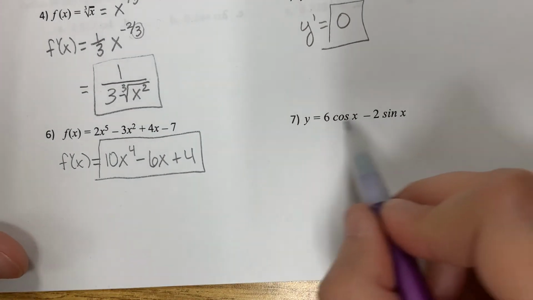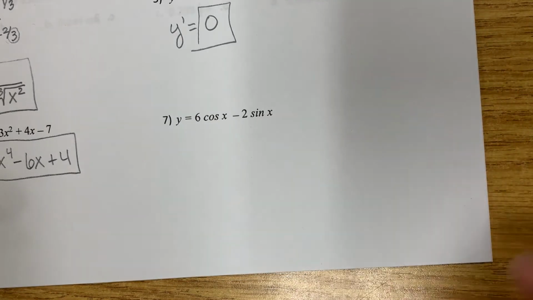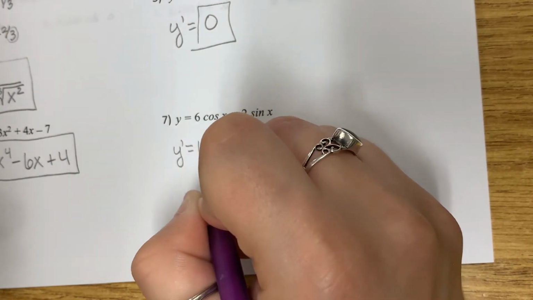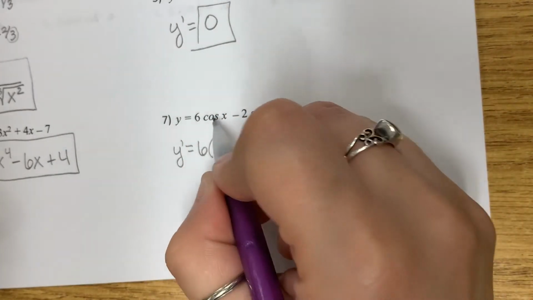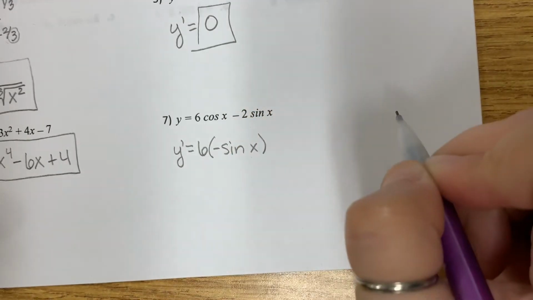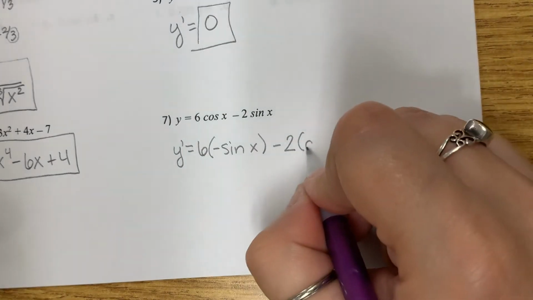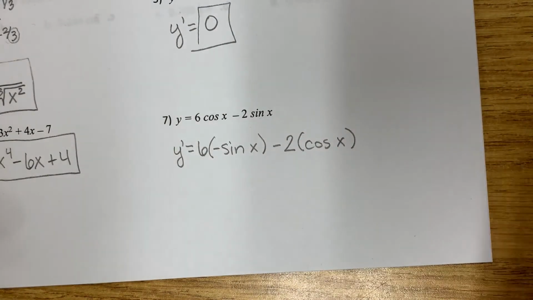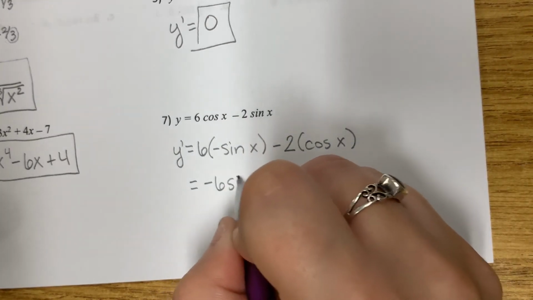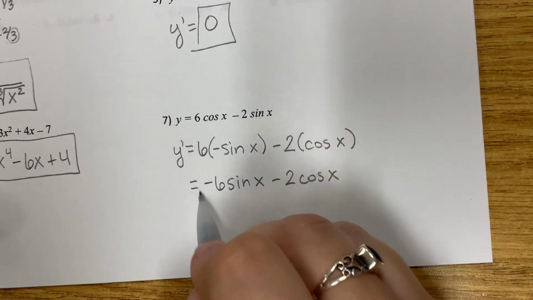And then this one here, we're going to bring in some trig functions, but there's no product rule or chain rule yet. These are pretty straightforward. So y prime, the 6 stays put, times the derivative of cosine is negative sine, minus 2 times the derivative of sine is cosine. So then I would just make that a little bit prettier. I would put the negative up front, so negative 6 sine of x minus 2 cosine of x.